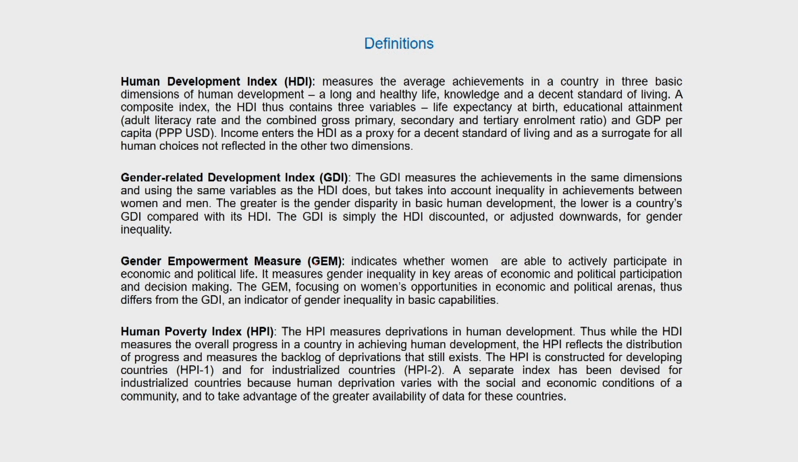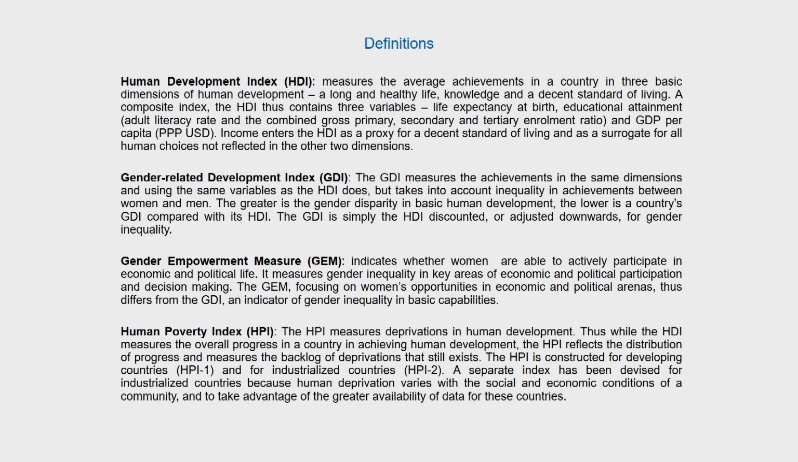So it was important to calculate GEM along with GDI, because GDI is a more passive index in that sense, because it just tells us what the levels of achievement among women are vis-a-vis their male counterparts. But the GEM tells us whether women are more actively involved in their economic and political life, because that leads to expansion of opportunities for women in different economic and political arenas.